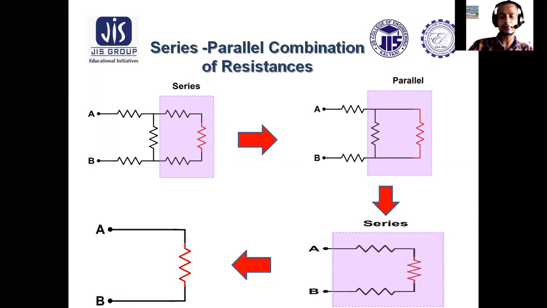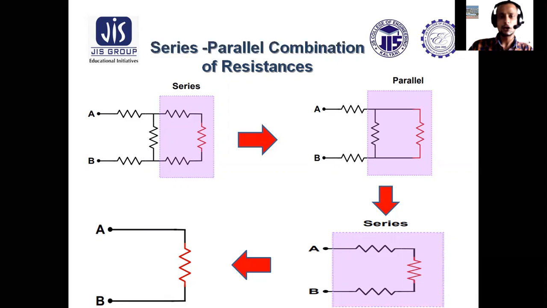Let me summarize the entire class, what we discussed today. First, we discussed why series or parallel connection is needed, what are the applications of series and parallel connection, what are the differences between series and parallel connection, what happens when resistors are connected in series, how to get equivalent resistance of series connected resistors, equivalent resistance of parallel connected resistors, and later we discussed how to get equivalent resistance of a complex series parallelly combined resistors. So this was up to this.